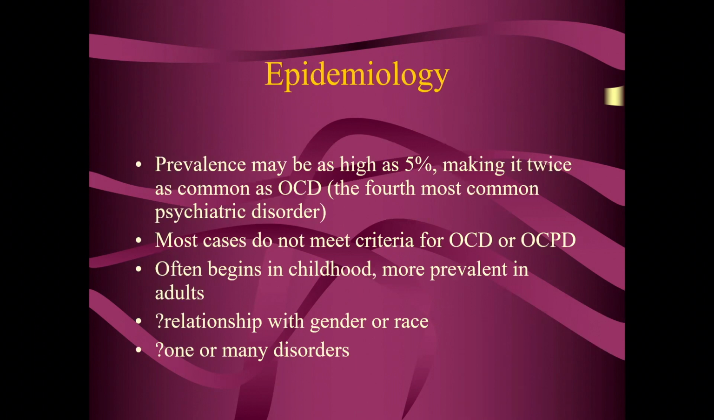So the epidemiology of hoarding may be as high as 5%, which would mean it's twice as common as OCD, and which would mean OCD is already the fourth most common psychiatric disorder. Again, because hoarding disorder did not exist as a psychiatric disorder prior to 10 years ago when DSM-5 was published, there wasn't a lot of information about it from research. Of course, how do you get a research grant for a disorder that doesn't exist? So again, there's a lot about hoarding disorder that we don't know yet, but the prevalence seems to be high.